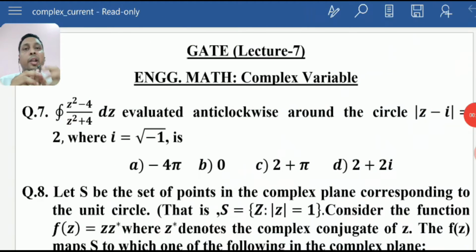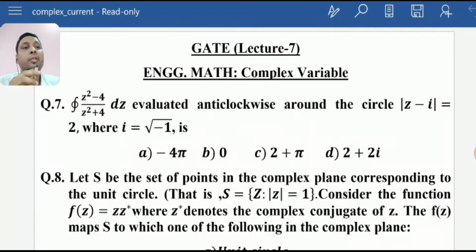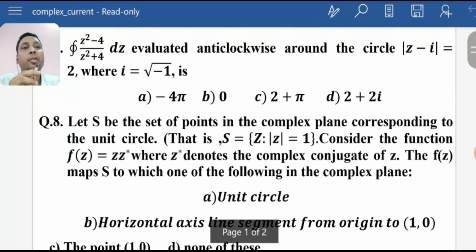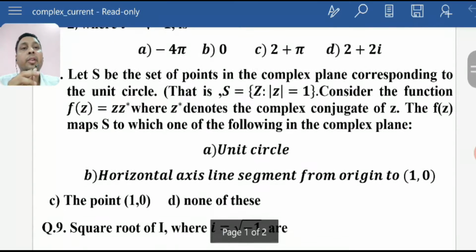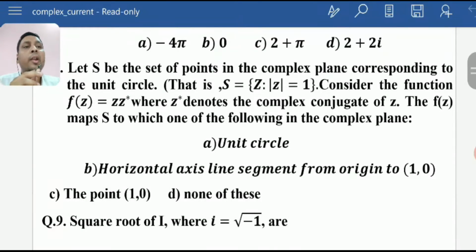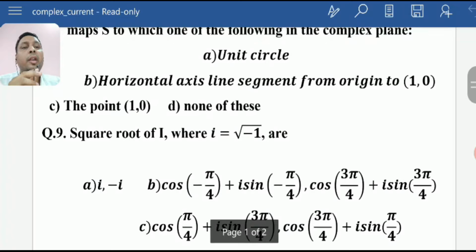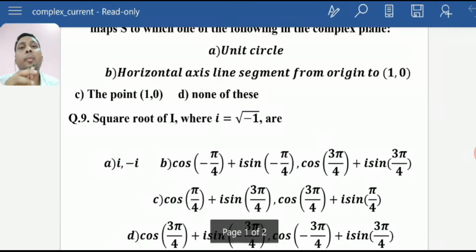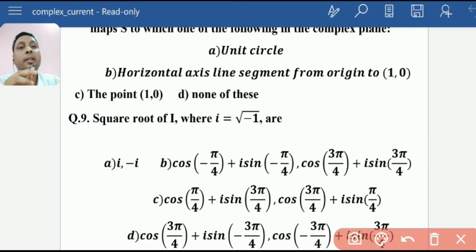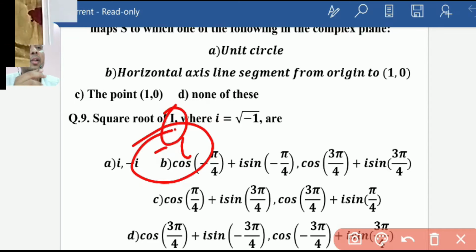Okay, students, I welcome you to lecture 7 of this GATE Engineering Math series, Complex Variable. Today again I have taken 3 questions, question number 7, 8 and 9, some question on contour integration and some property of a complex number, and again indices of a complex number, that is square root of minus i. It should be square root of minus i, so make this correction. I will make it. Okay, then let's start.